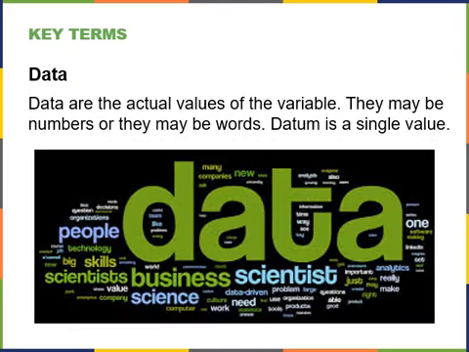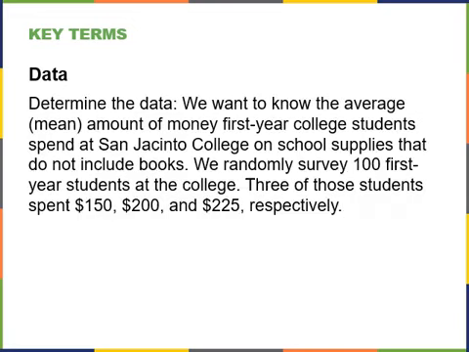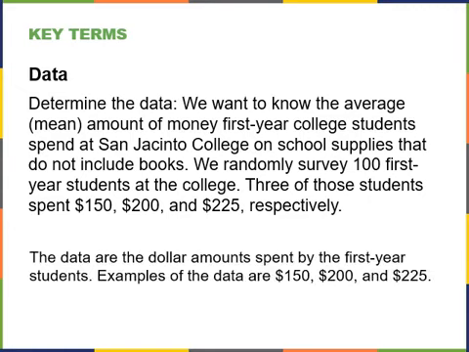Data are the actual values of the variable. They may be numbers, they could be words, they could be a mix of both. And occasionally you hear the word datum. All that datum is just a single value. Data is more than one value. So let's say we want to determine the data from our example here. The data are the dollar amounts spent by the first-year students. Examples of the data, as you can see above here, are 150, 200, and 225.